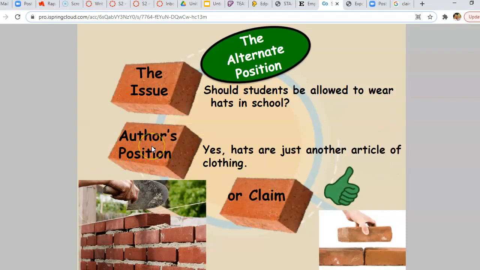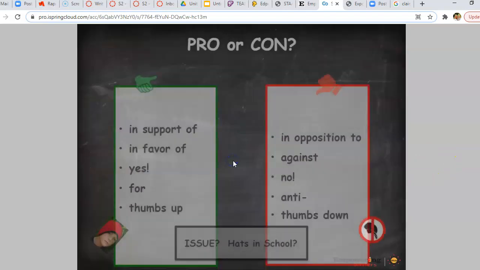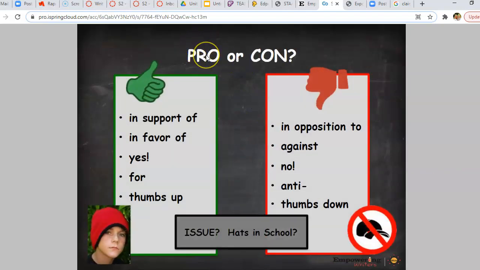Or the alternate position could be, yes, hats are just another article of clothing. So when we think about our author's claim, we have to choose a pro or a con. Either a pro, that means you're in favor of, in support of, yes, thumbs up, or a con, which means you're in opposition, against, no, anti, thumbs down. Okay, so if we were thinking about hats in school, what would be your position?